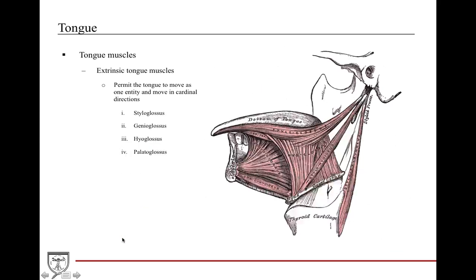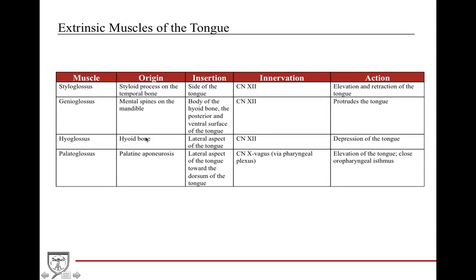So the tongue muscles are divided into two. You've got the extrinsic tongue muscles, which control the raw movements of the tongue, like elevation, left, right, the big cardinal directions. Think of muscles like styloglossus, genioglossus, hyoglossus, and palatoglossus. And then, here's the chart outlining those. Again, just take an index card, kind of quiz yourself.